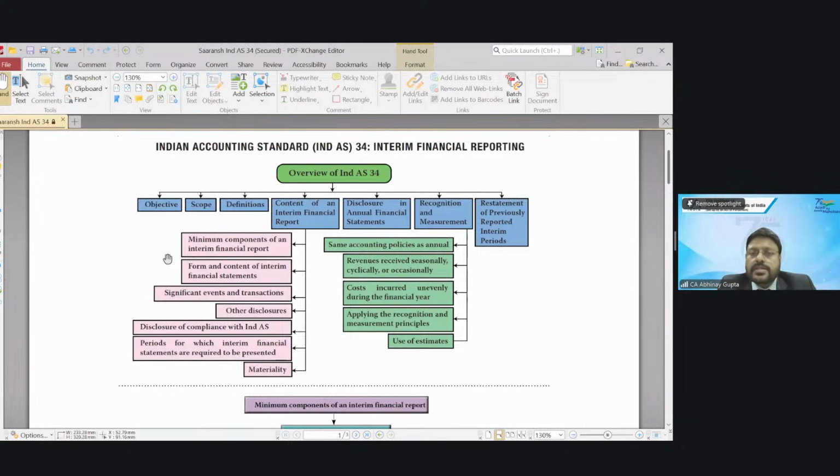If the company is giving all the regular disclosures in the annual report, right? But if there are any significant transactions or events which have occurred during this particular period, then disclosures related to those items have to be mandatorily made in the interim financial reporting, while not duplicating all the disclosures which we have given in our annual financial report, right?